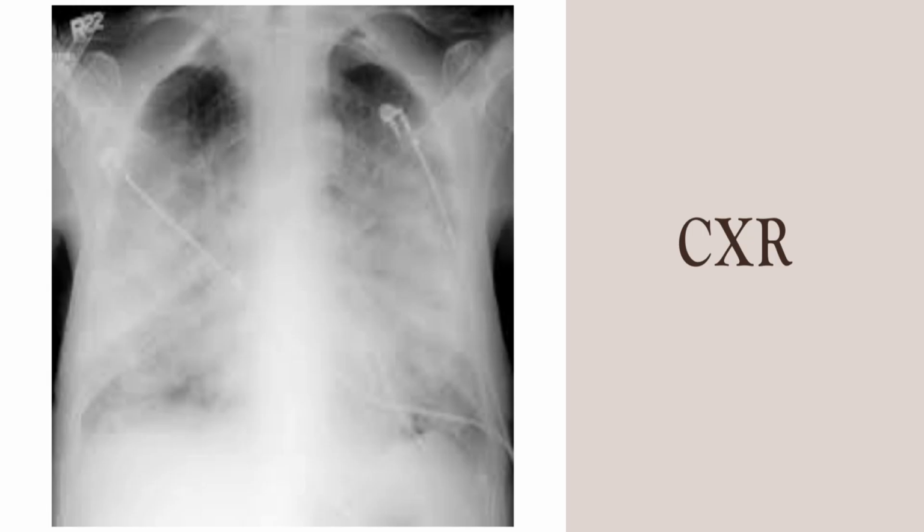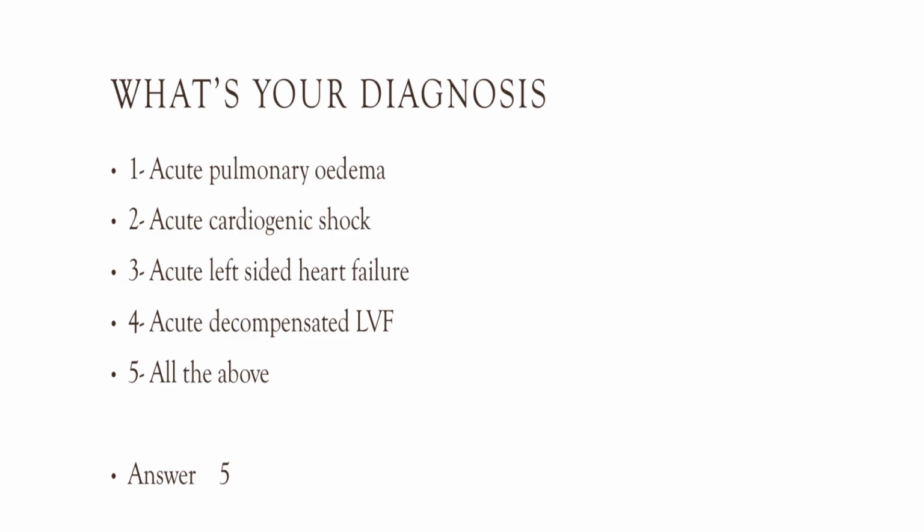Review the chest radiograph systematically. Look for cardiomegaly, pulmonary venous congestion, interstitial edema, and alveolar edema. Imaging should always be interpreted alongside the clinical picture. This case represents acute decompensated heart failure with pulmonary edema and cardiogenic shock. It is important to recognize that these terms often overlap rather than being mutually exclusive diagnoses.